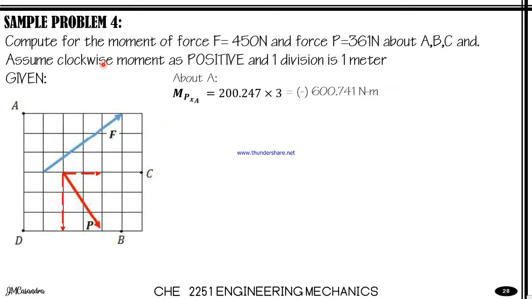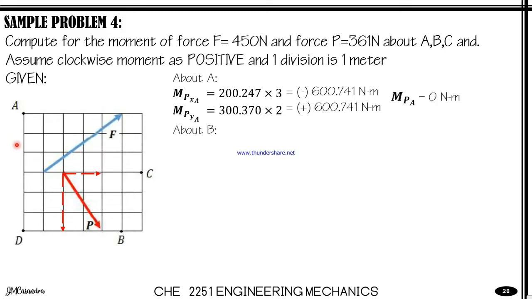negative motion. And then for the y component, about A, it is 2 meters away. So we can write the equation as 300.37 times 2. And the direction is a positive direction. And it will give us positive 600.741 Newton meter. And adding this up, it will give us a total moment at point E caused by force P is equal to 0.